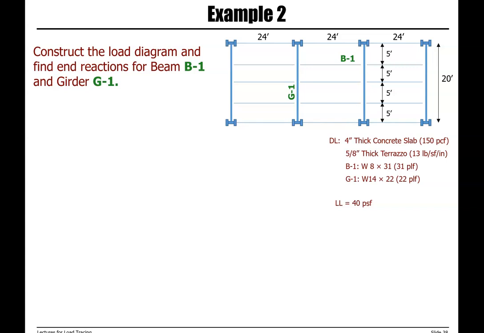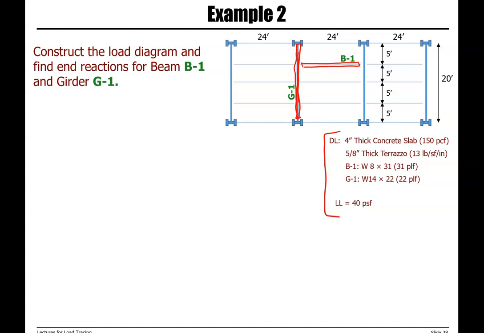Example number 2: construct the load diagram and find end reactions for beam B1 and girder G1. So now we're looking at beam B1, and then we will look at girder G1. We need the area load, the total dead load and live load on the flooring system that we have, which is provided here.